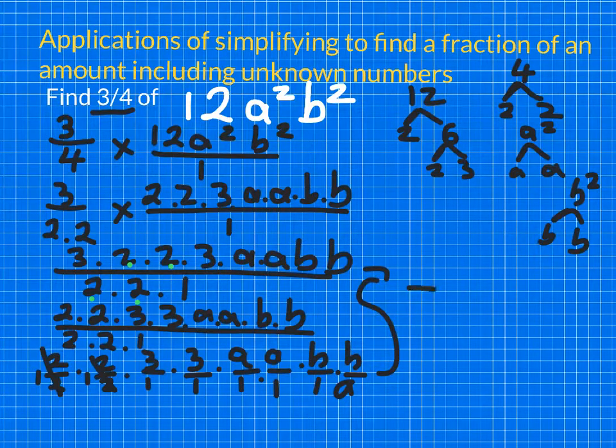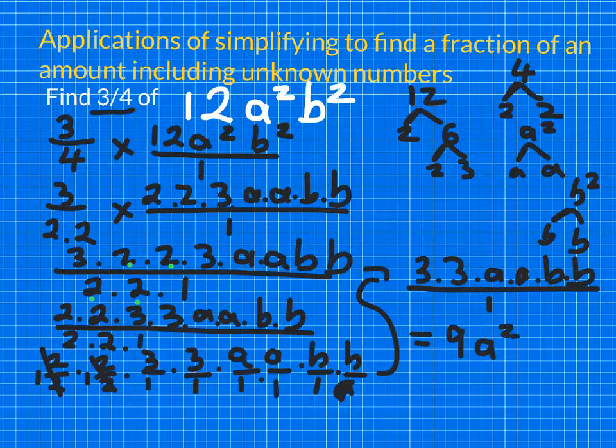as a single fraction. We've got a 3, 3, A, B, B. And on the bottom, 1 times 1 times 1, everything is just times by 1. So our final answer, 3 times 3 is 9, A times A is A squared, B squared over 1, and we don't need to write that one.